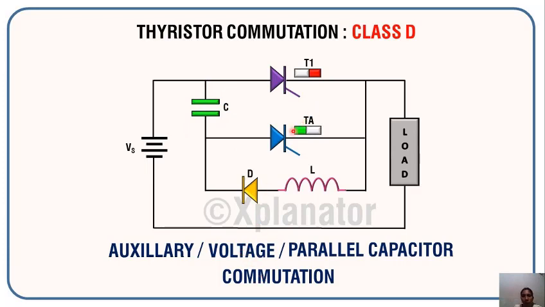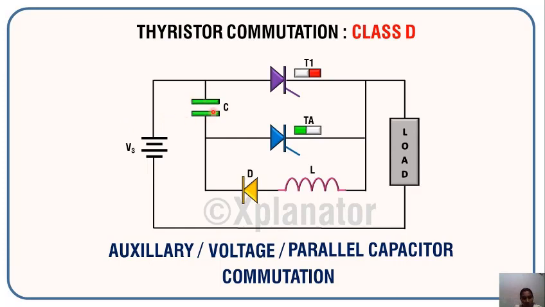Okay. Now, TA is on, so this is a short circuit. Now, load current starts flowing through TA, load and back to the battery. Okay. Now, what was the polarity? Minus and plus. Now, once again, this capacitor starts discharging.